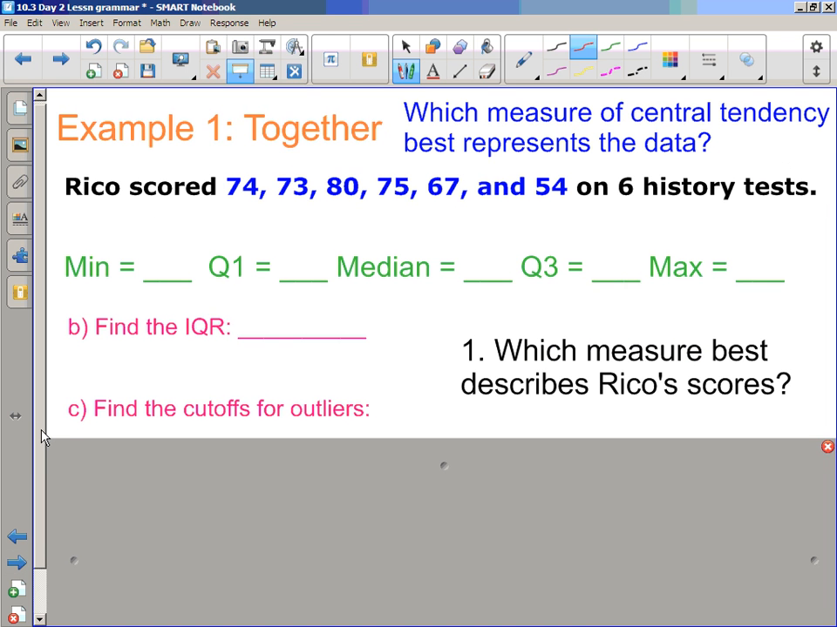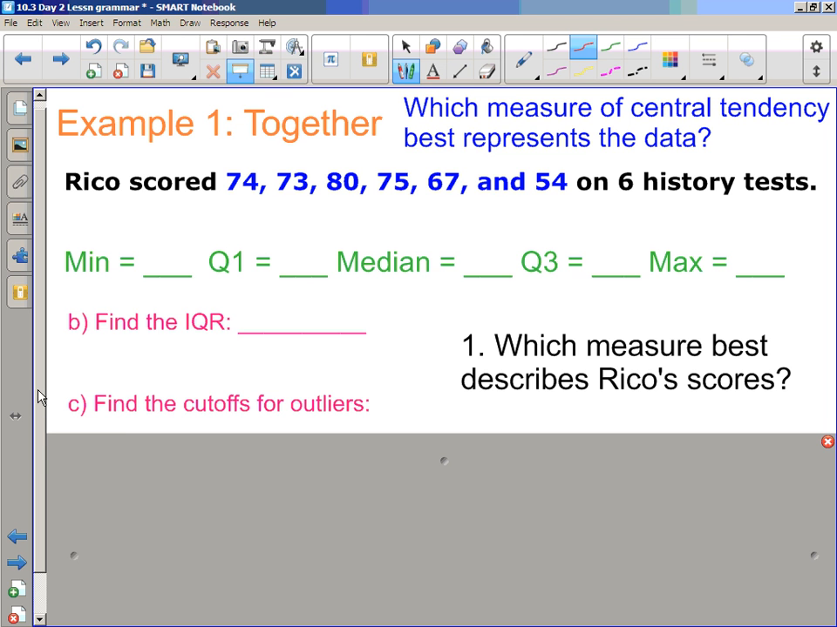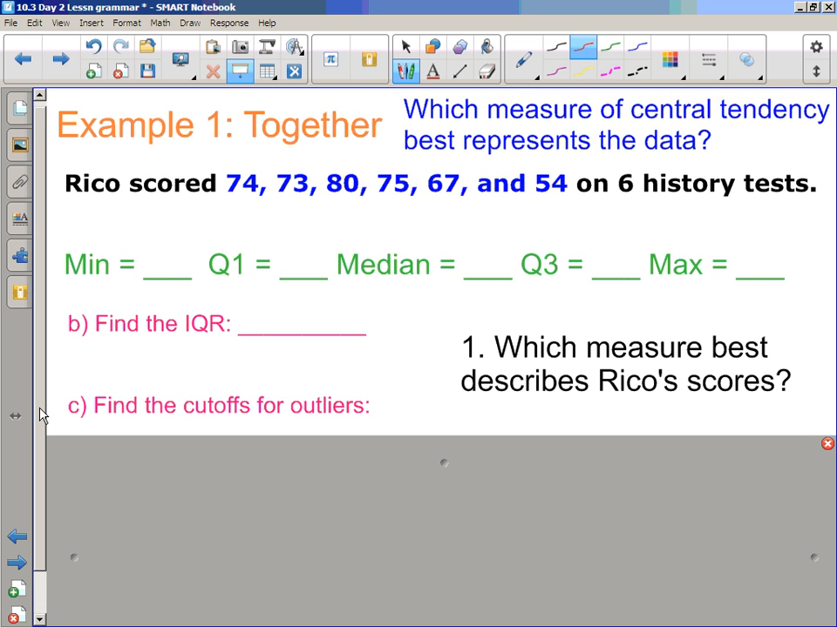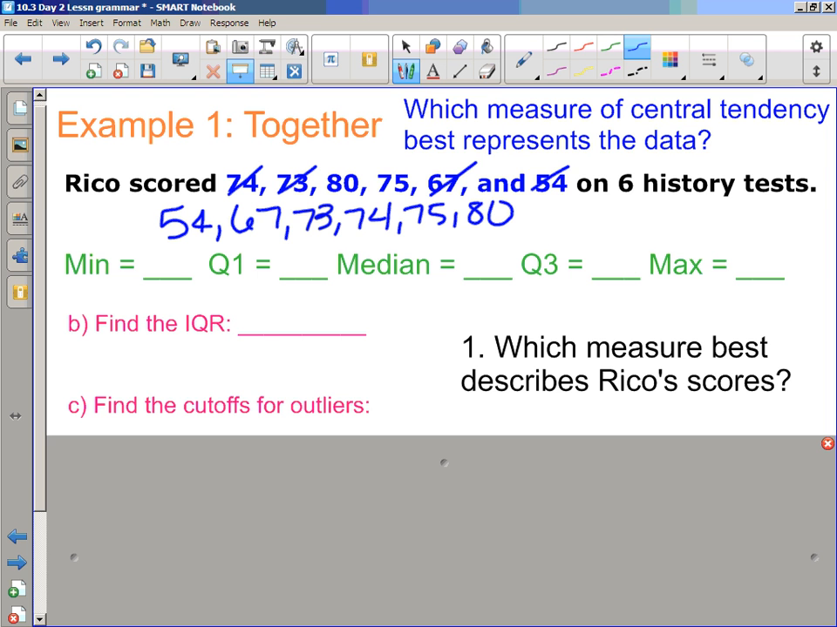So we're going to see which measure of central tendency best describes this data. So Rico scored the following on his test. So we're going to do this one as a class, and then you guys are going to do the same process again and see if there's any outliers. So first, we need to order our data. Ooh, Rico's smallest score was a 54. Rico, what are you thinking? 67. Oh, all right, we're improving. 73, 74, 75, and 80. Let's hope he's going on the upward trend with his test scores at 54.